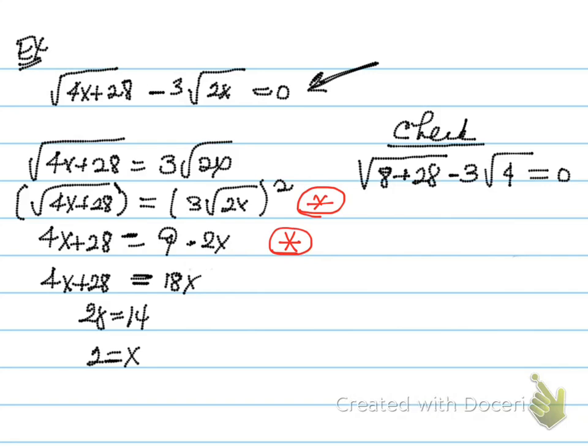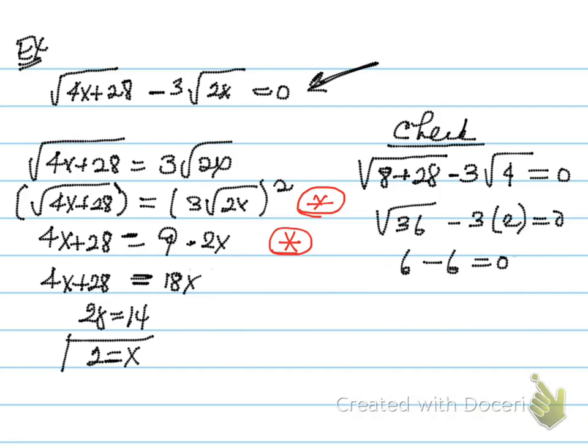28 plus 8 is 36, so we have the square root of 36, minus 3 times 2. Square root of 36 is 6, 6 minus 6 is definitely 0. So there you go, it checks out, and x equals 2 is your answer.